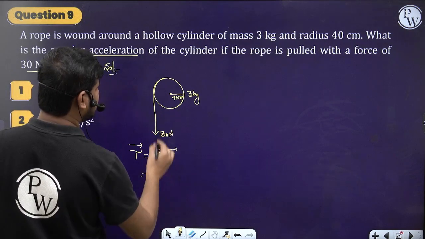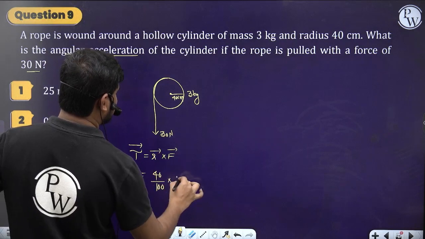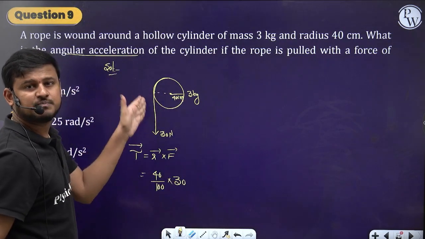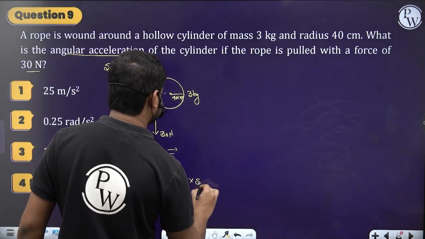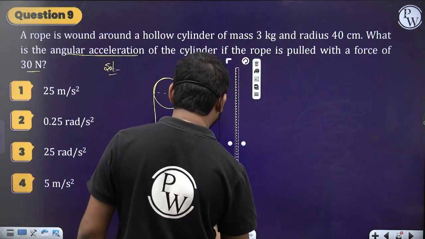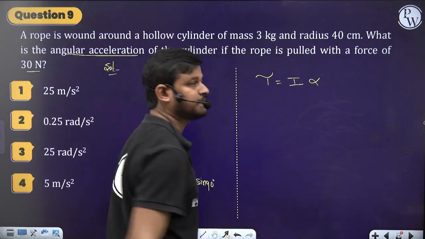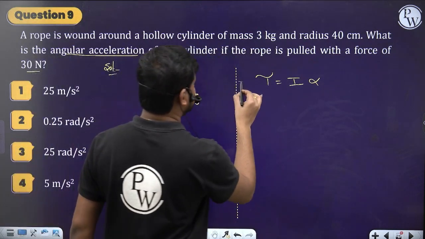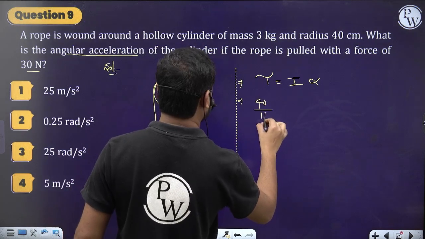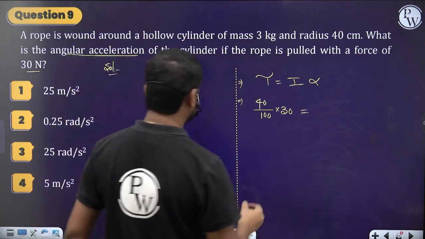So what is the radius? 40 centimeters, so 40 by 100, into the force applied, which is 30 newtons. You can see here the radius and the tangential force are perpendicular to each other, so it is sin 90. Then we know one more torque formula, which is I alpha. In place of torque, I substitute this value: 40 by 100 into 30 is equal to I alpha, with sin 90 being 1.